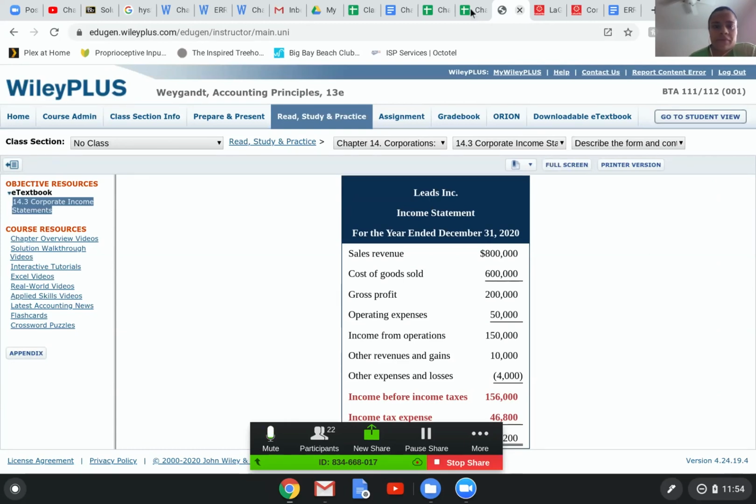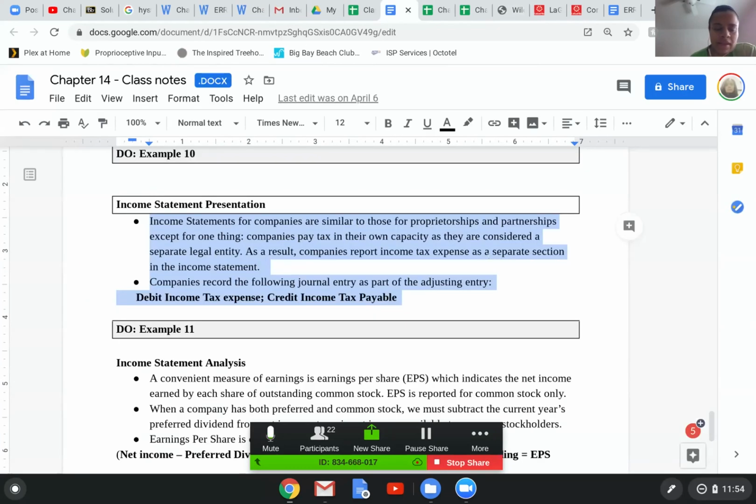The next piece of work that we have to deal with is the corporate income statement. Basically, the income statement is going to look almost exactly the same as a multi-step income statement that you may or may not recall from accounting one. It's possible that you probably don't recall it, so I'll go over it in detail.